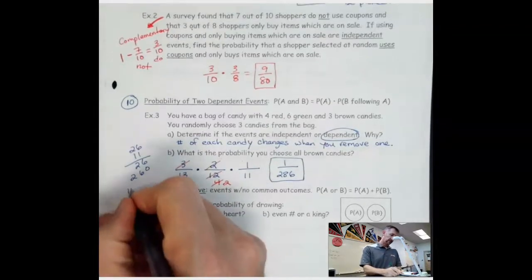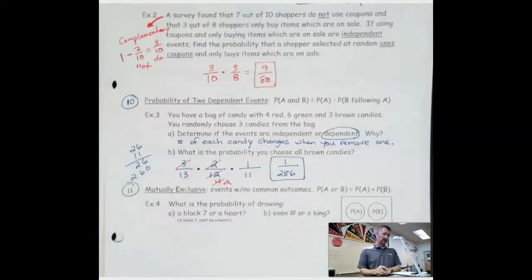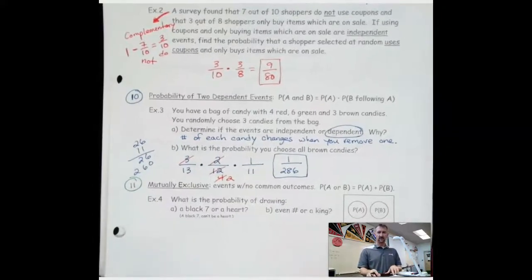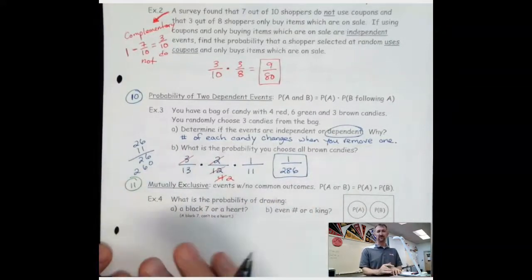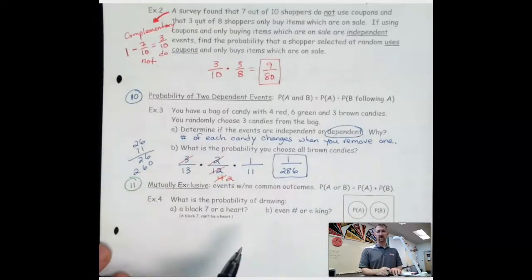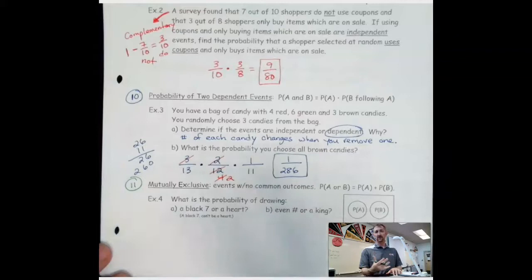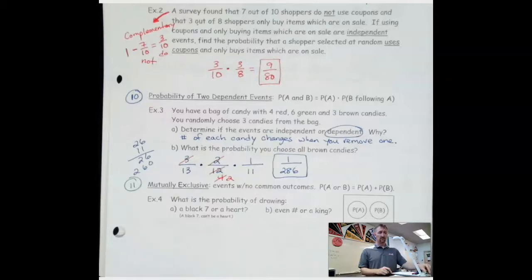New topic. Mutually exclusive events. Exclusive. They exclude each other. The word exclusive means people are excluded. If there's an exclusive club, then it excludes people. Maybe there's an expensive cover charge to get in. Maybe you have to have nice clothes, so that's going to exclude people. There's a dress code. If you don't have the right clothes on, you can't go. Stuff like that.